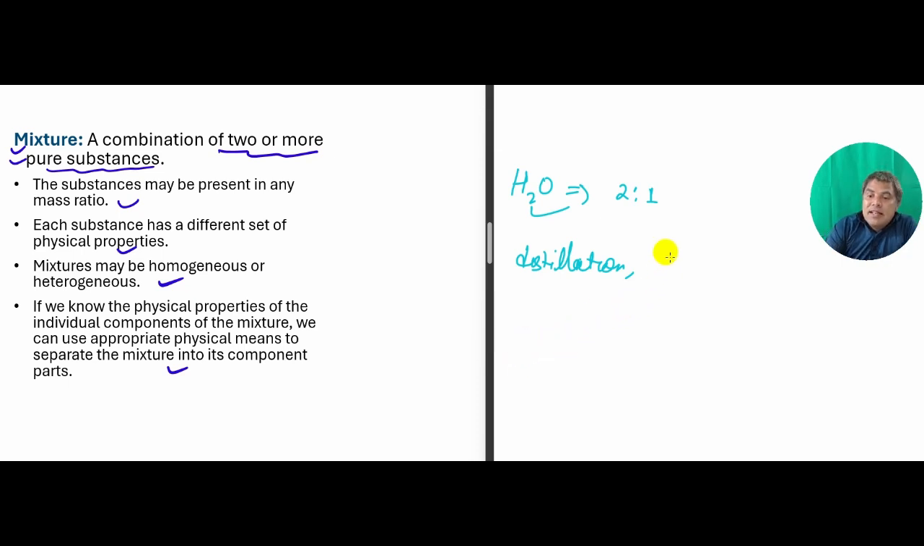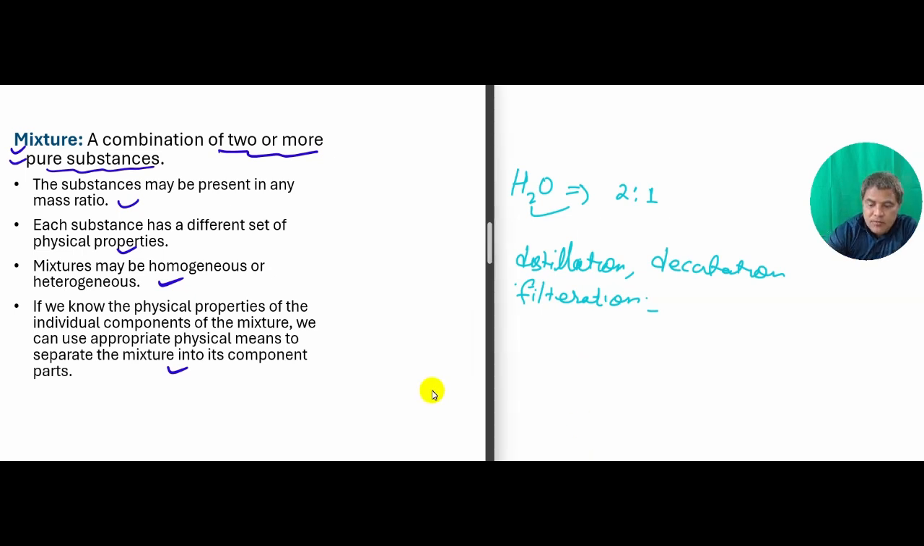Similarly decantation, etc. Gravity filtration is also one method. There are many methods by which we can separate the mixture. For example, heat separation, distillation. Distillation means we boil it, and different things boil at different temperatures. That's why we take benefit of that fact and we separate them.